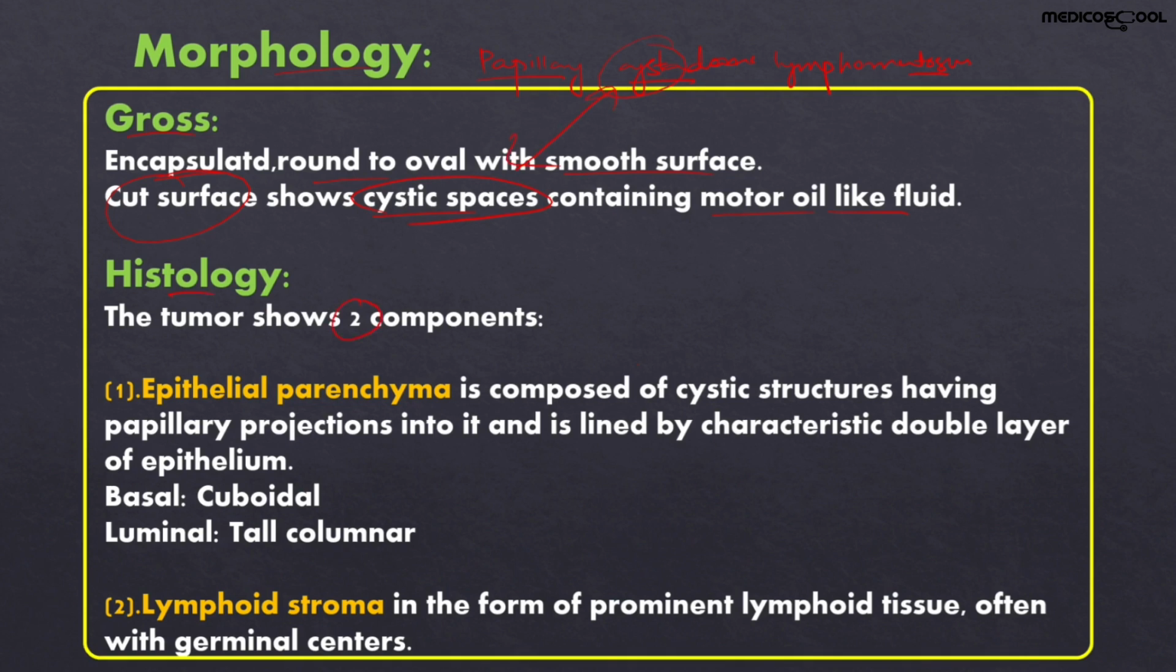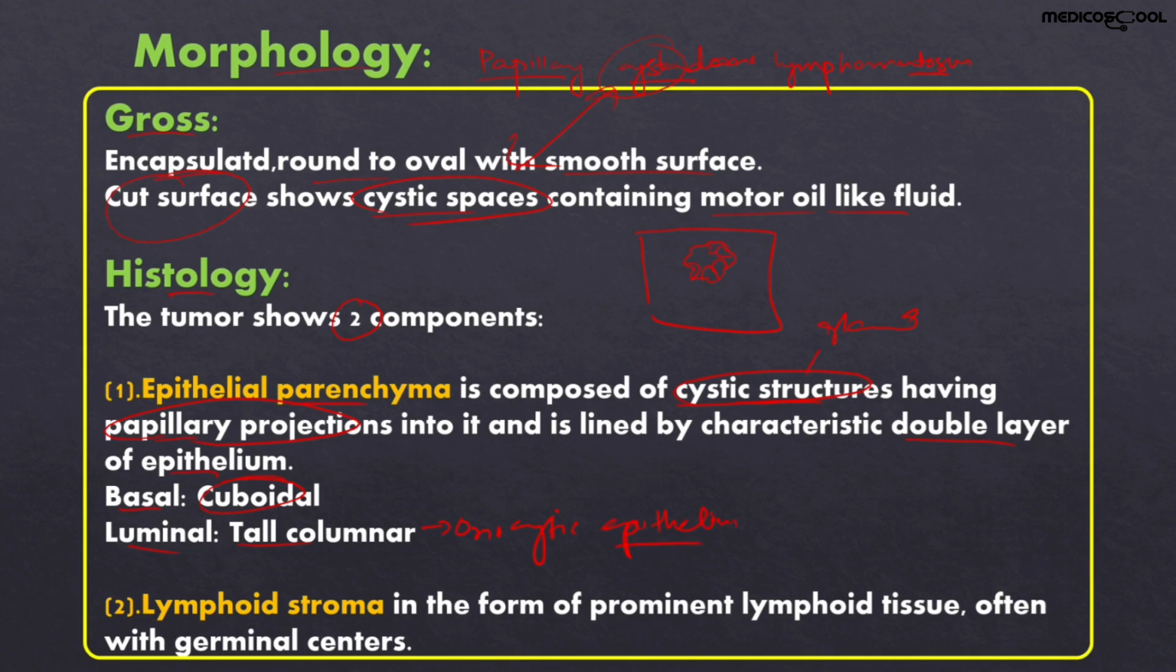Histologically we can see two components in this Warthin tumor. The first component is the epithelial parenchyma, which is composed of cystic structures of the glands having papillary projections into them. The cystic spaces are lined by a characteristic double layer of epithelium. The basal layer is cuboidal and the luminal layer is tall columnar, which is also known as oncocytic epithelium.